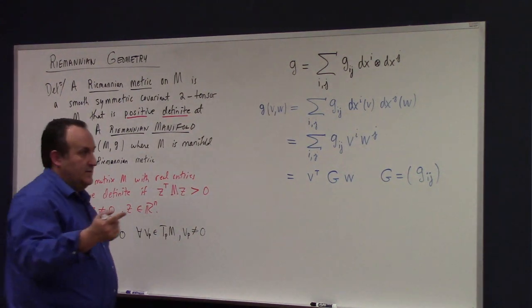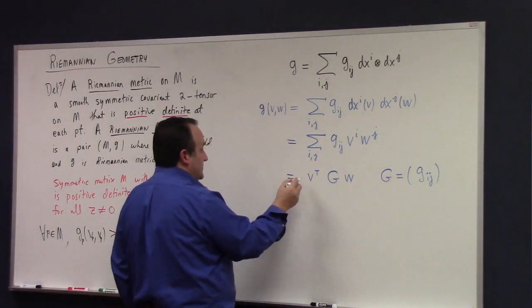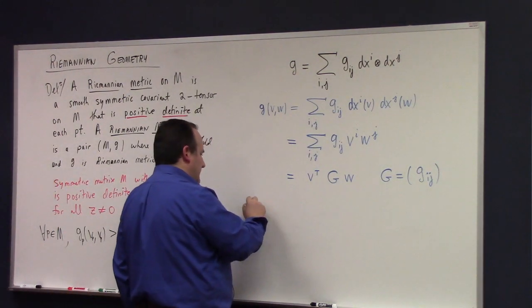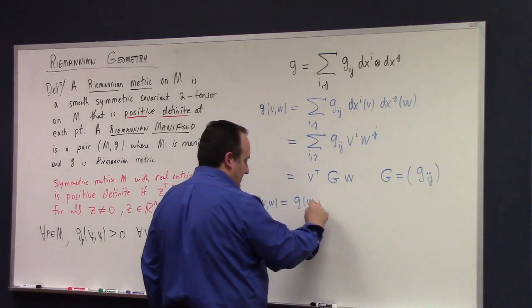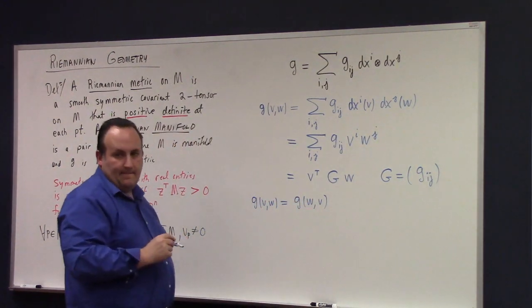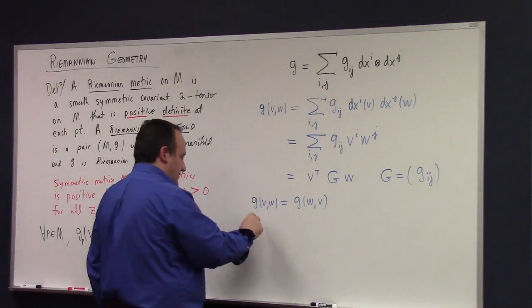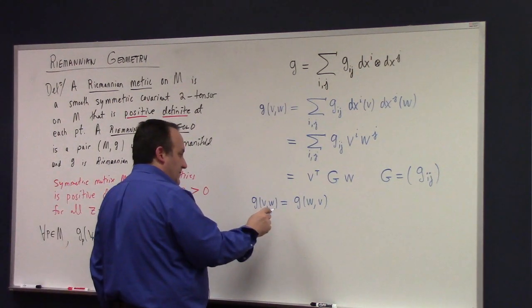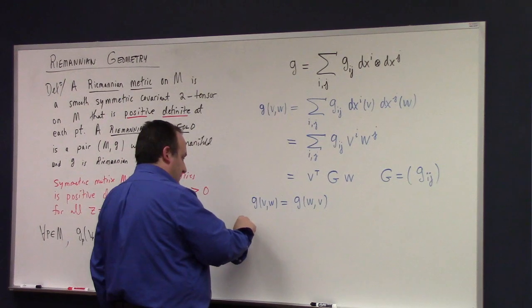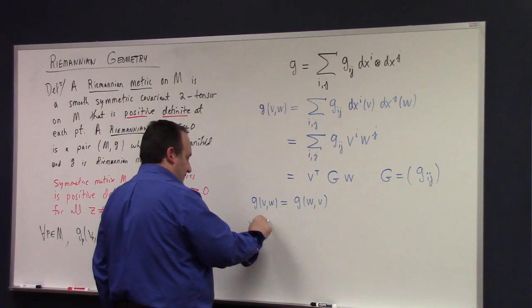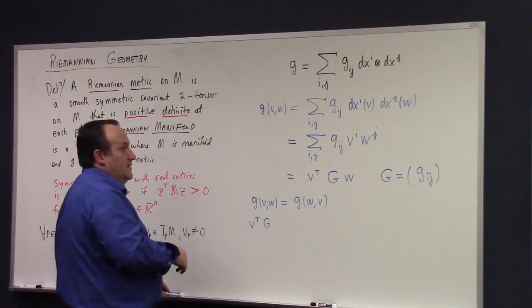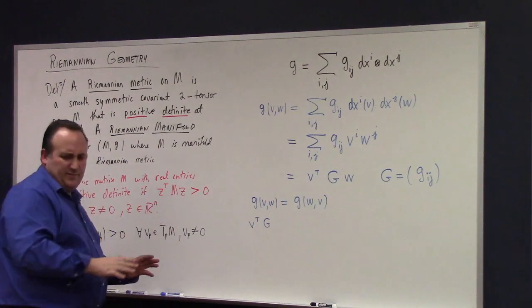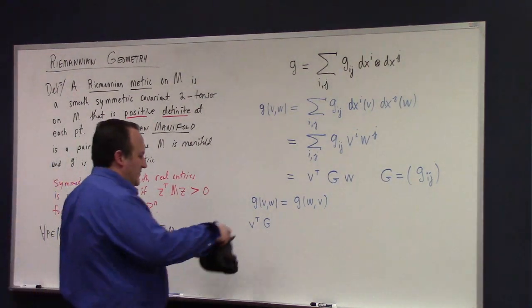Because notice that g of (v, w) is equal to g of (w, v). And so that would tell us what? That would tell us v transpose... Well, let me get to the point here. I don't need to do all that.